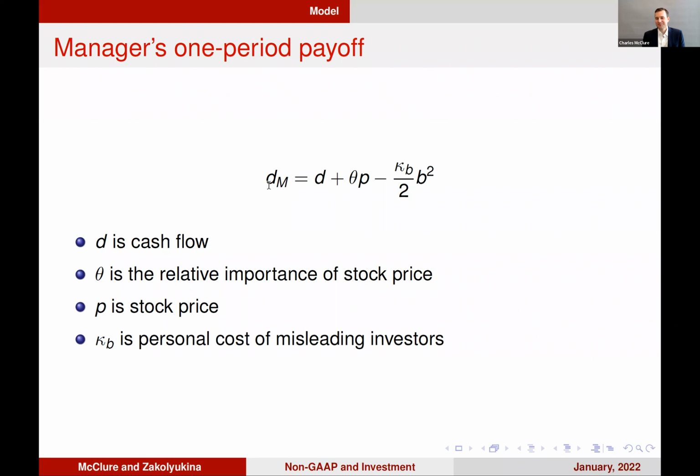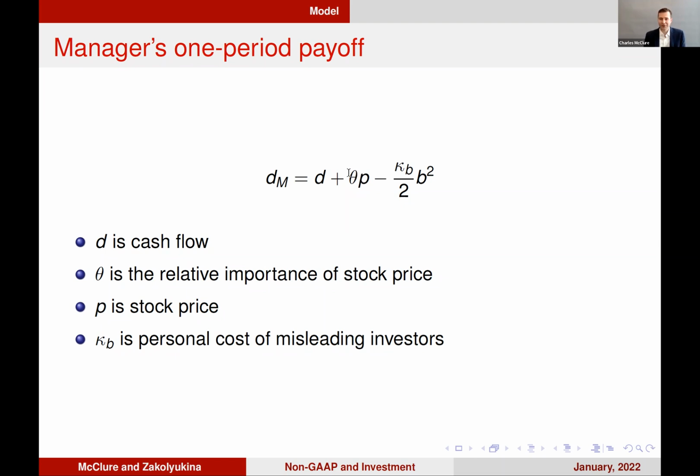So with these two signals, in each period, the manager receives this payoff, which is going to be a function of the expected cash flow, D, as well as stock price. I had said earlier that the manager cares not only about the expected cash flows, but he also cares about the current stock price, which is going to be denoted by P.